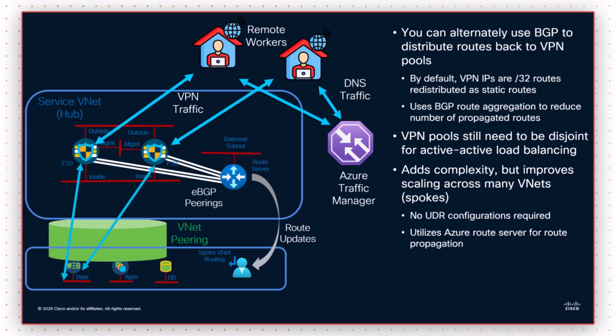An alternative to static routing is to use external BGP peering to distribute these routes. By redistributing the static /32 routes as part of the VPN pool aggregate addresses, the number of route entries is reduced. While this method is more complex, it adds improved scalability and reduces the need for manual changes as the number of pools increases.